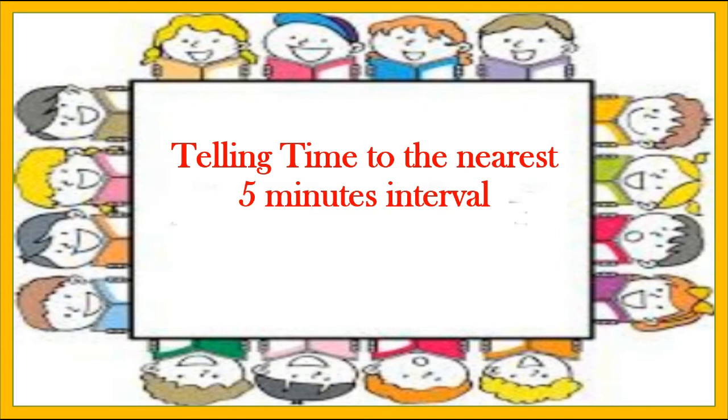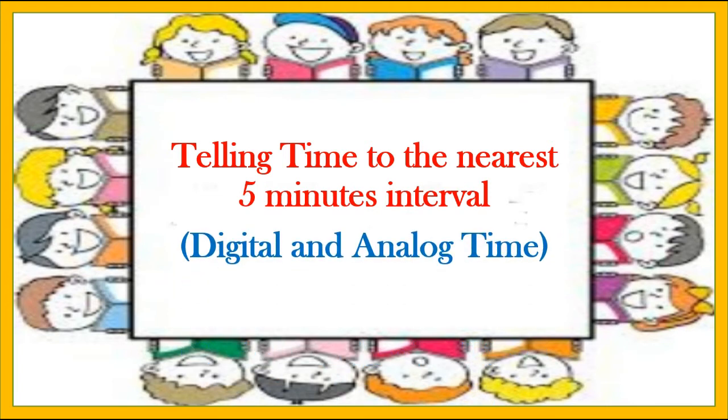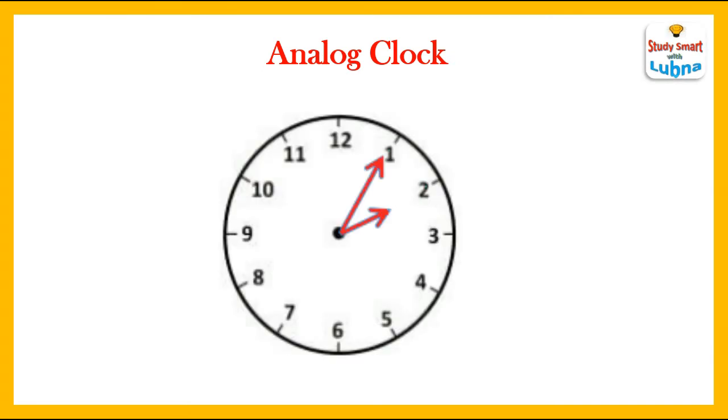Students, today we are going to discuss how to tell time to the nearest 5 minutes interval in both digital and analog way. This is an analog clock. Here you can see that we have the numbers from 1 to 12, and also have two hands. One hand of the clock is a small hand and the other hand is the big hand.